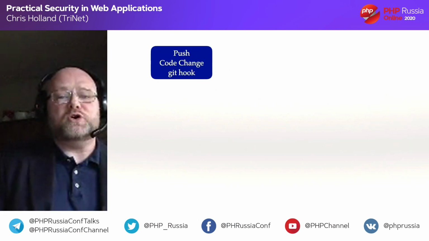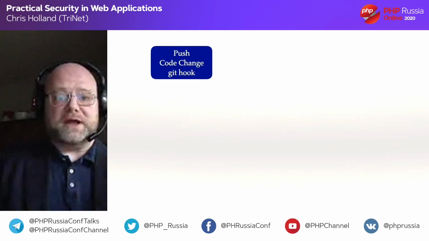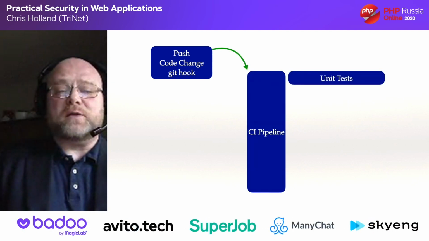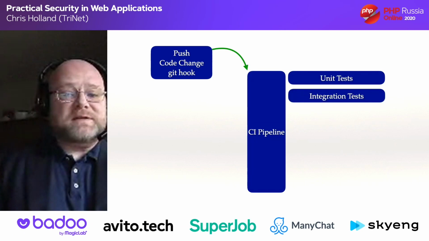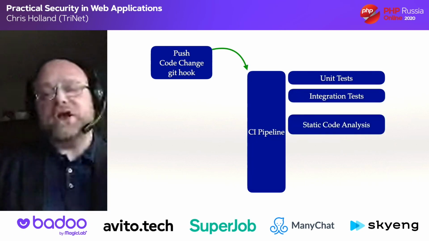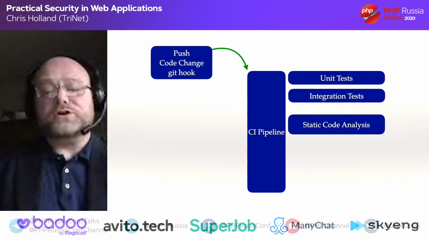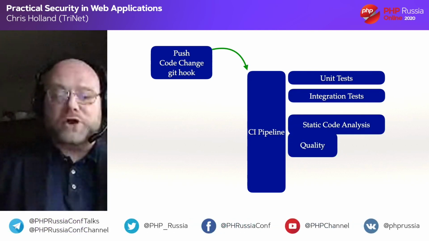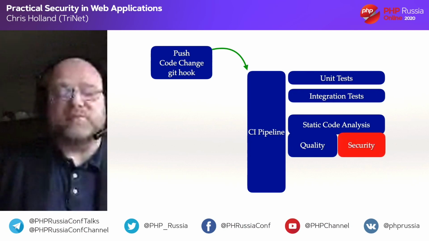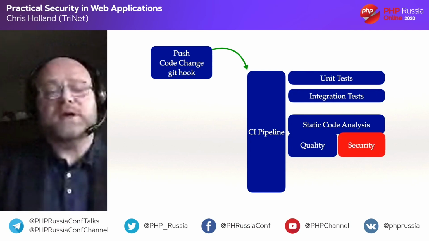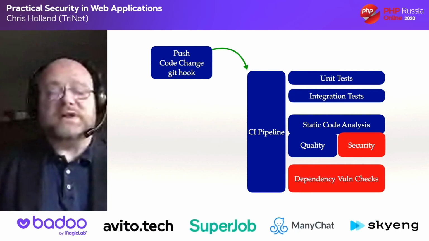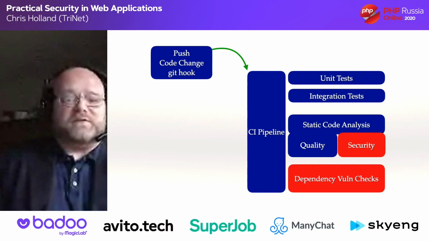Imagine that you push a code change to your Git repository. That's going to get fed into your CI pipeline, where hopefully you're already running some unit tests, maybe some integration tests, and then comes in static code analysis. So there are tools that will do code analysis from a quality standpoint, but also from a security standpoint, right? And so we're going to focus on security. So this is where you could inject security, and also your dependency vulnerability checks fit pretty well in your CI pipeline.